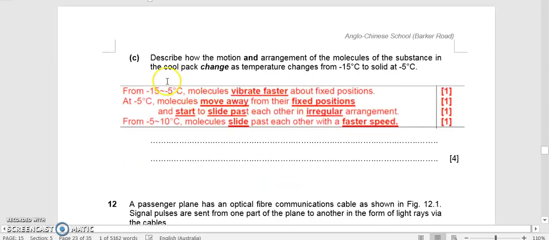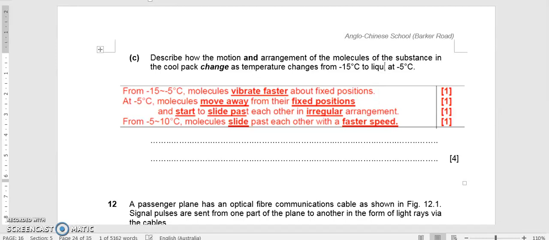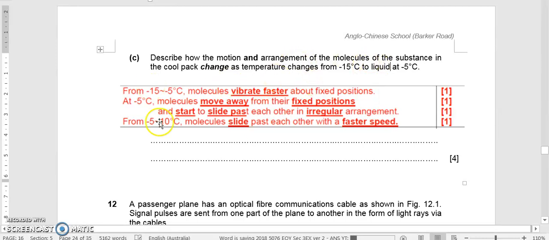Got it? Okay, part C again. We bolded it for you. What is the change? Some of you talk about forces, intermolecular forces, and all that. No, no, no. We don't need to go into that. They just ask you, read the question. Motion and arrangement change. So from -15 to a liquid at -5, right? So you can say at the start, vibrate faster. After that, move away from fixed position to sliding past into irregular arrangement. Then after that, start to slide past each other at faster speed.